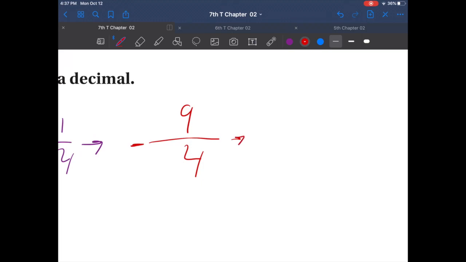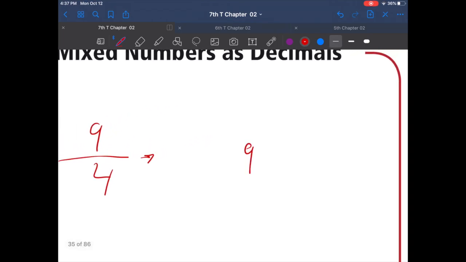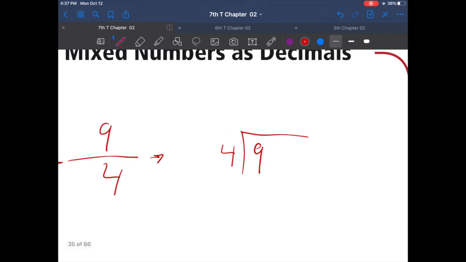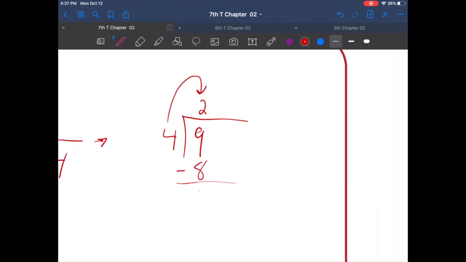So now that we have that, all we need to do to turn this into a decimal is to divide. So 9 divided by 4, right? That's a negative answer. So now let's see. How many times does 4 go into 9? It goes into there 2 times. 2 times 4 is 8. We subtract that. 9 minus 8 gives us 1. Now we add a decimal. Does 4 go into 1? No. We add a decimal, bring down that 0.